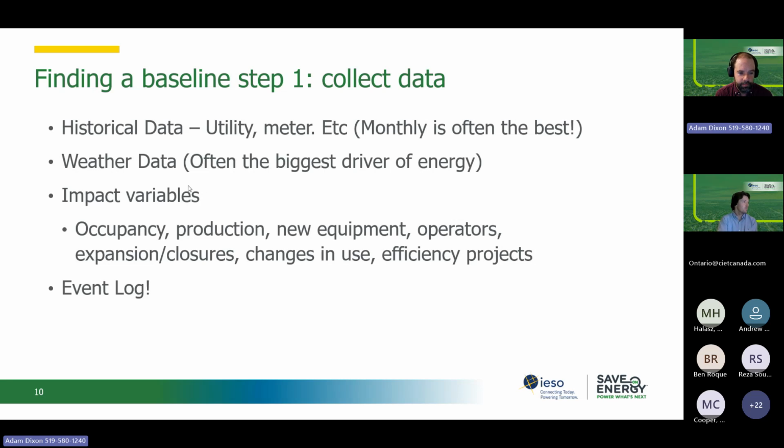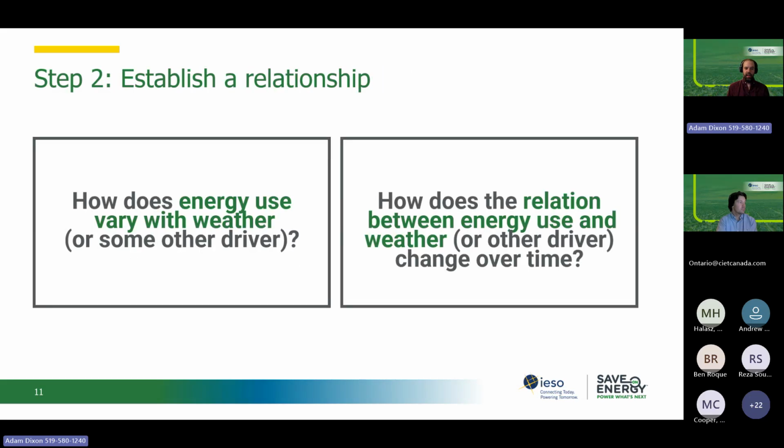So collect data and check the data. I harped on that in our last webinar on data integrity. Just make sure you have good data there. Then we want to establish a relationship. Is there a relationship between these two variables that we think there is? How does energy use vary with weather or some driver? And how does that relationship between energy use and weather or the other driver change over time? So we want to look at that, create a few graphs, time series graphs, scatter plots, things like that. Is there a relationship between these two things?